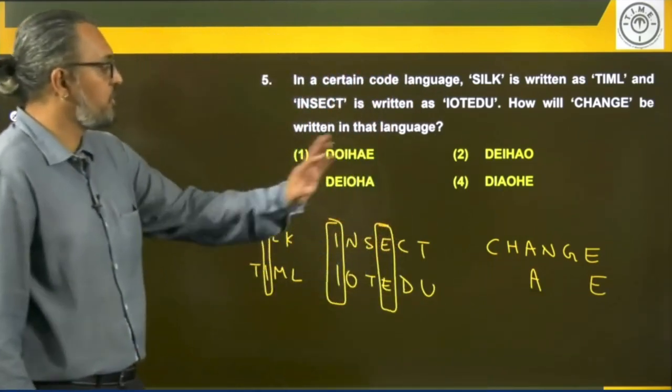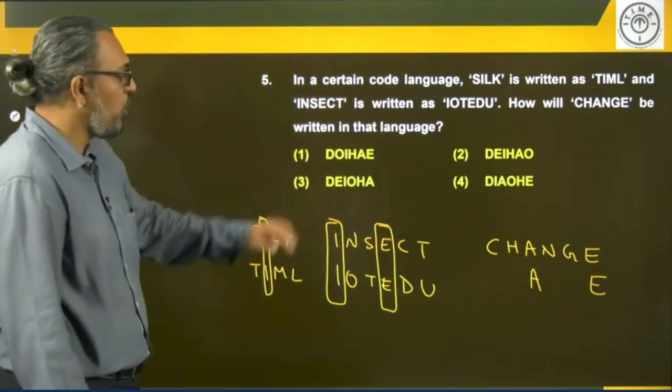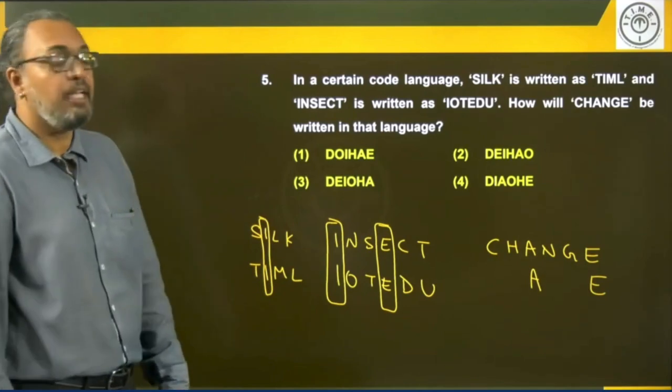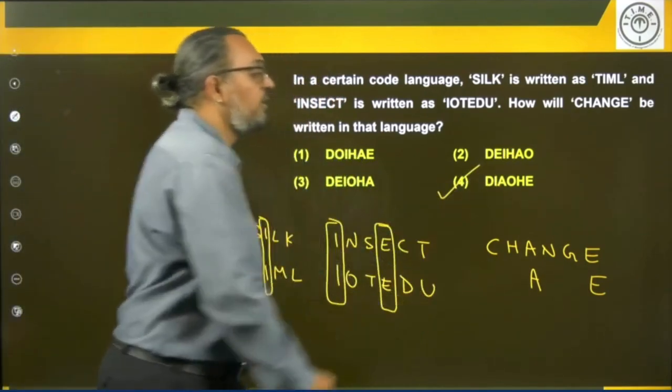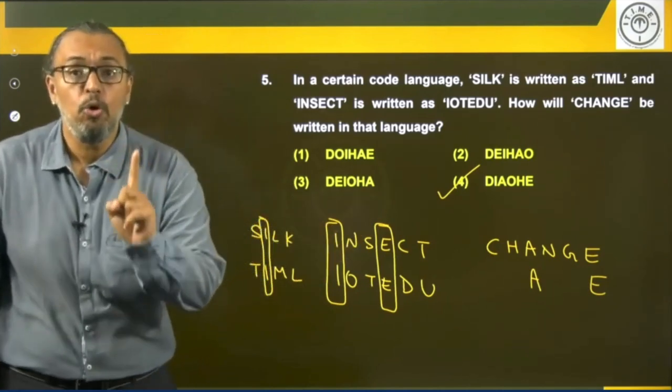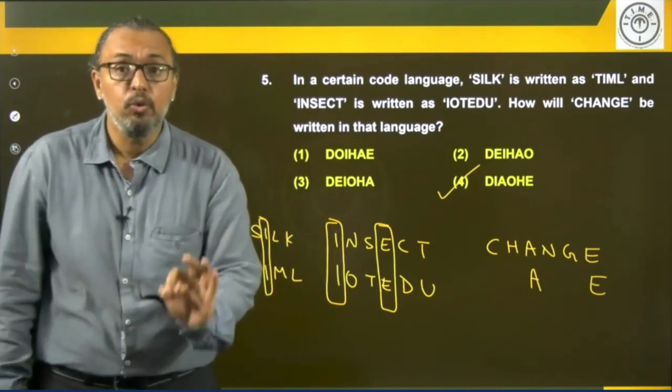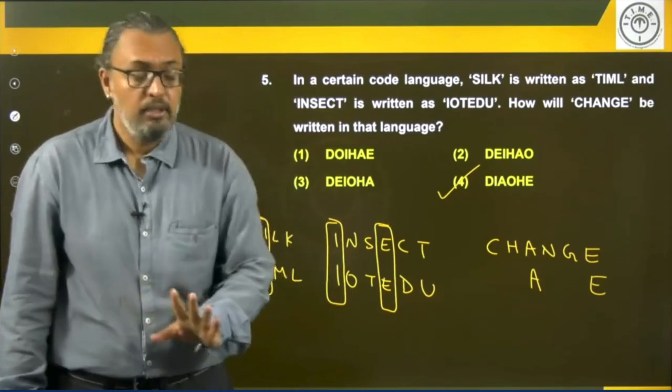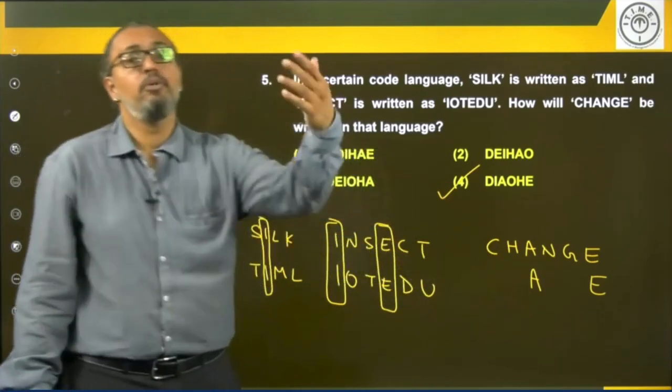So A in the third position, E in the last position. Check how many options are there. Choice 4. That's all. Mark and move on. You don't have to solve completely to get an answer.